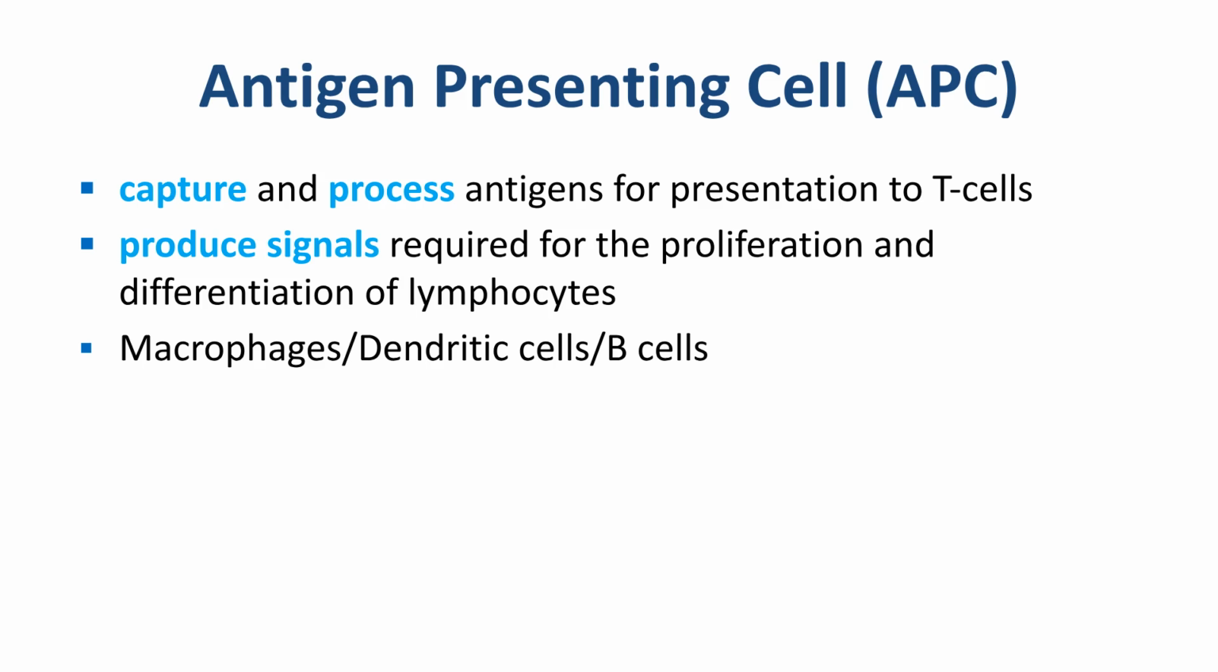There are three main types of professional APCs. Macrophages are phagocytic cells that engulf pathogens and present their antigens. They're abundant in tissues throughout the body. Dendritic cells are the most potent APCs, specialized for capturing antigens and migrating to lymph nodes to activate naive T cells. B cells can present antigens to helper T cells, particularly antigens they've captured through their surface antibodies. Understanding APCs is essential because they're the gatekeepers determining which antigens trigger adaptive immune responses.